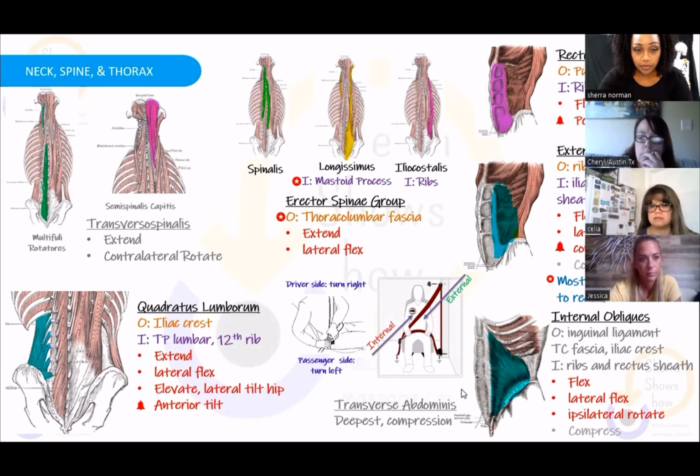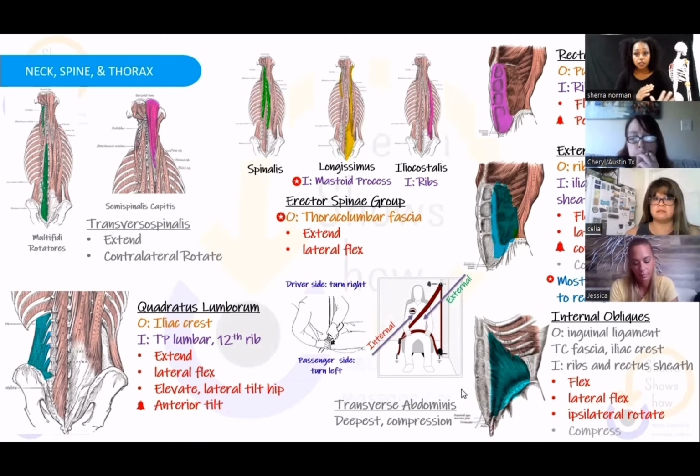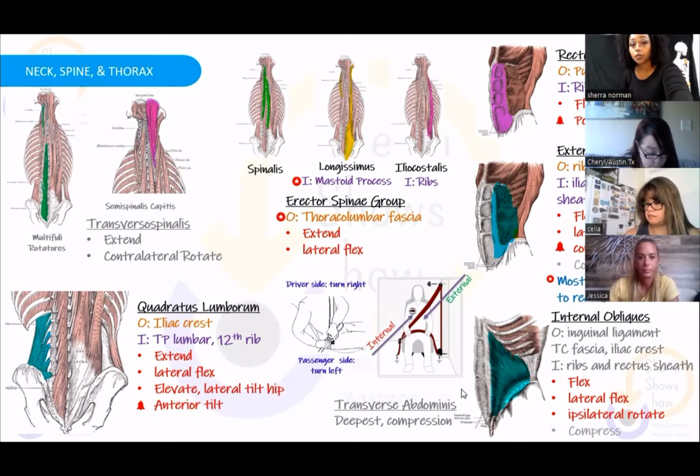Just some examples. And then I had one for rotation. Rotation is a whole other beast, all right? So rotation to the right will what? These are regular muscles. They are not contralateral rotators.